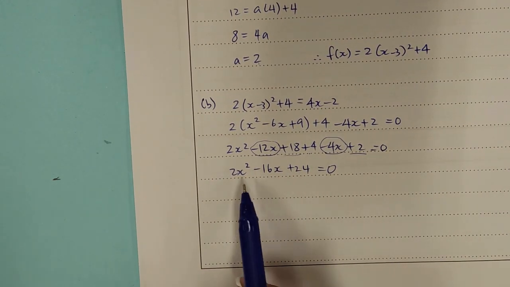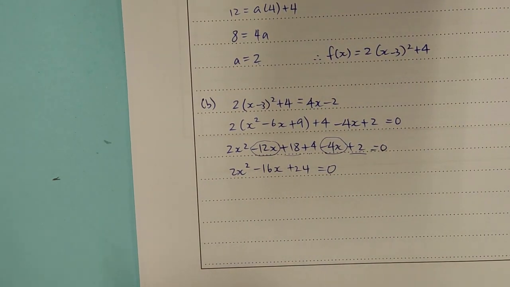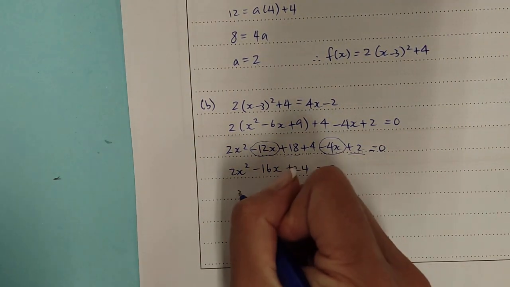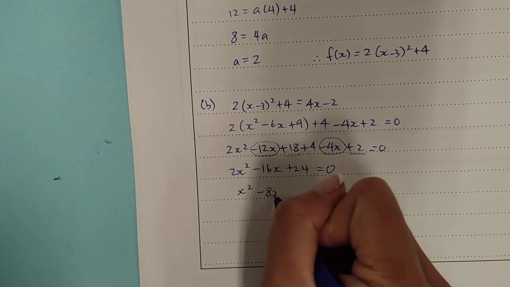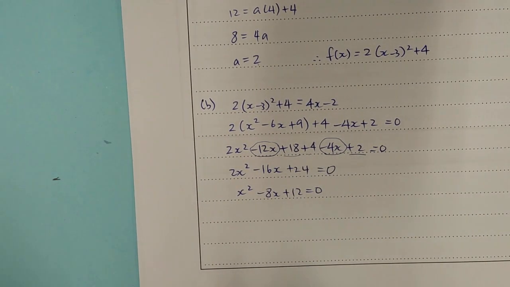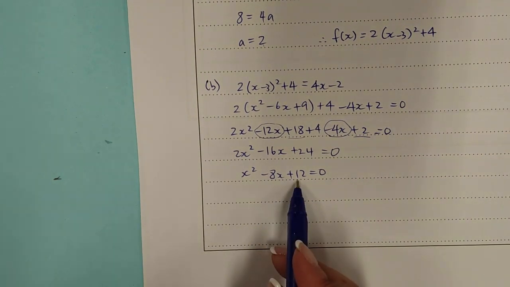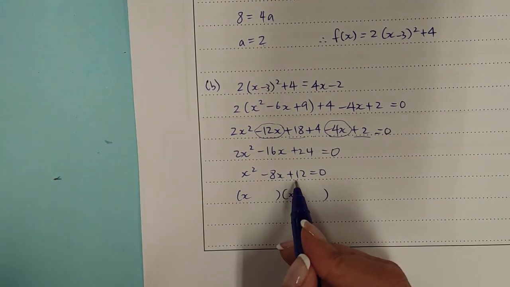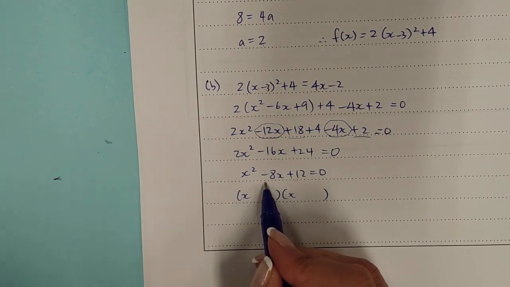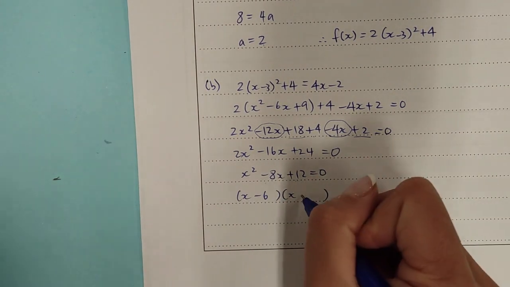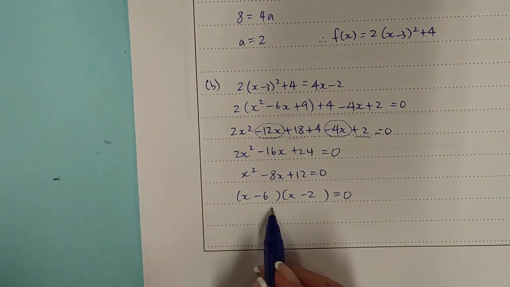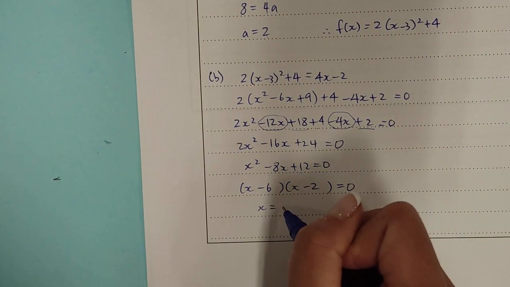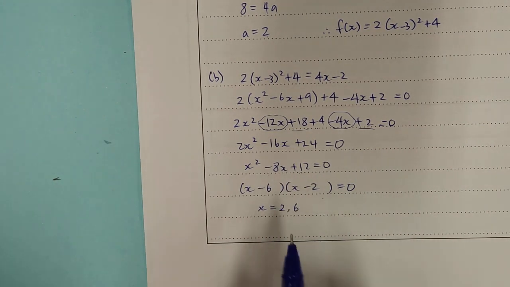Great. Notice that each of these terms is divisible by 2, so I can simplify this by dividing both sides of the equation by 2, giving us x^2 - 8x + 12 = 0. And to factor this expression on the left, I look for two numbers that multiply to make 12 and add to make -8. Those numbers are going to be -6 and -2. So our factors are (x - 6)(x - 2). That gives us values of x of 2 and 6.